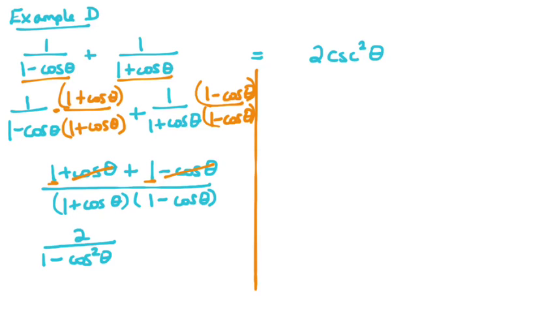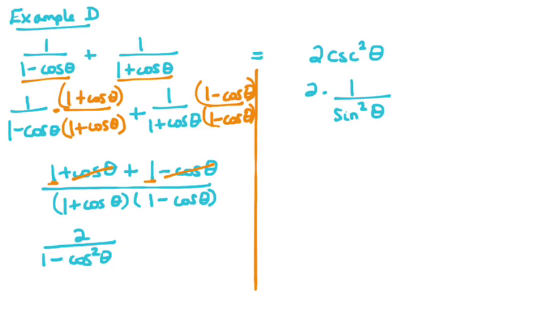Now at this point, let's go ahead and look over here on the right side, and we've got 2 cosecant squared theta. One thing I can do with that is rewrite cosecant in terms of either sine or cosine. And if you remember, cosecant is the reciprocal of sine. So I can rewrite this as 2 times 1 over sine squared theta, since I have cosecant squared theta. So I'm kind of close here on both sides, but they're not quite the same yet.